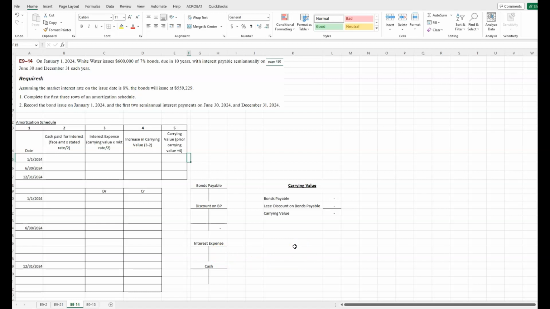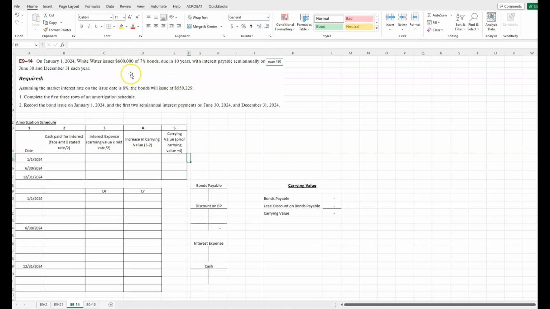For E9-14, we have Whitewater issuing 600,000 of 7% bonds that are due in 10 years, and they pay interest semi-annually. On January 1st, they issue them. We're assuming the market interest rate is 8%, so the market rate is actually more than the bond rate, so it's going to issue at a discount, 559,229, which is less than 600.